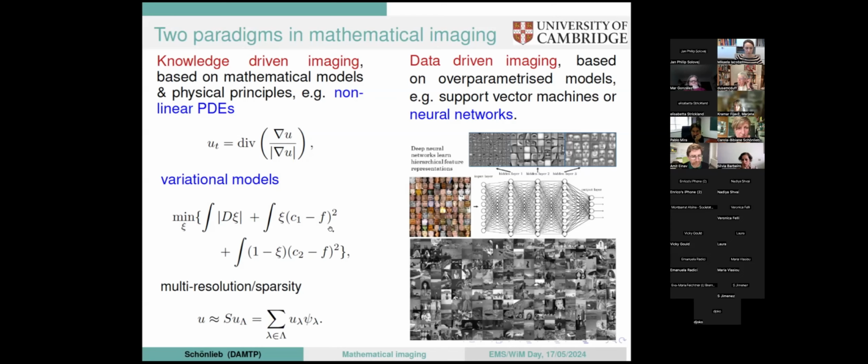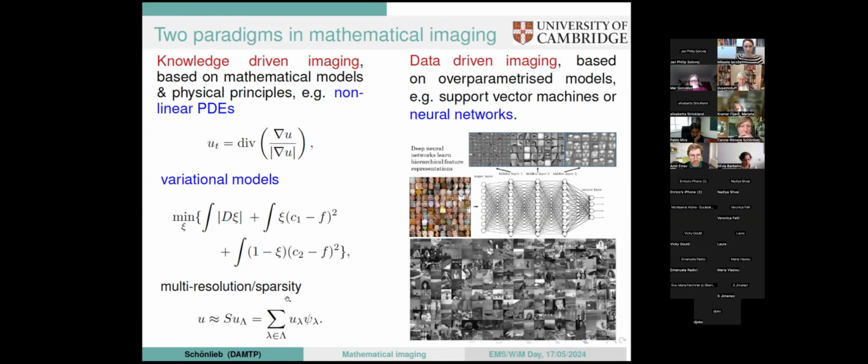Linked to this also variational models. Lots of the PDEs that people have been looking at are coming actually from variational models, so they are gradient flows of these variational models. And I've mentioned here also multi-resolution sparsity, because a lot of the models that are being around in this more knowledge-driven paradigm are inspired, are driven by the assumption that images, which are often the solution to the problems I've shown you, are sparsely represented in some kind of representation, in some kind of basis or dictionary.